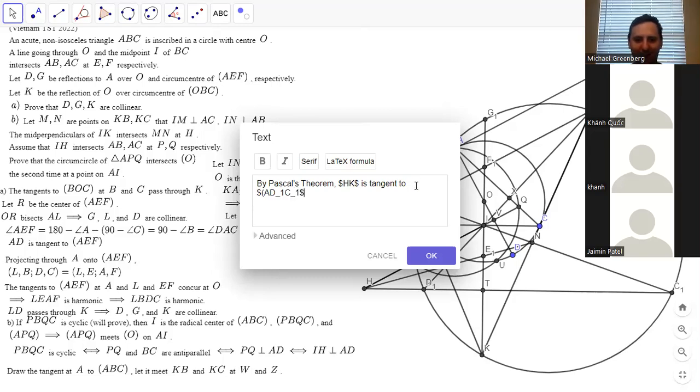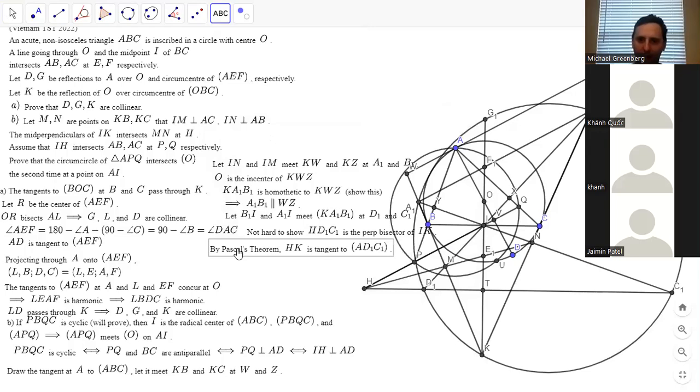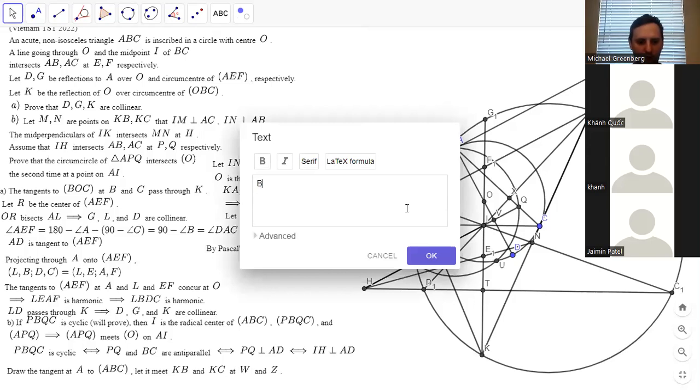Wow, what a solution. This is an amazing solution. So then by an angle chase, IH is parallel to A1B1. And that implies IH is perpendicular to AB, which solves the problem. I'll just say which solves the problem.